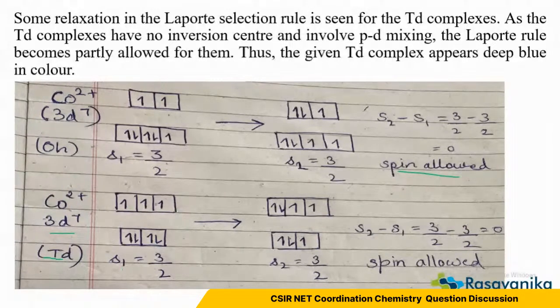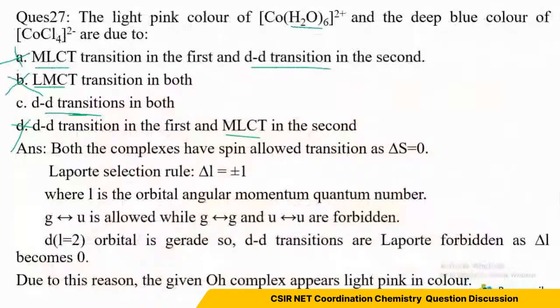Now also three unpaired electrons are there. So half plus half plus half, it will be 3 by 2. And on giving energy, one electron is transferred here. As it is transferred, now also the spin is 3 by 2. Half plus half plus half, right? So if we do S2 minus S1, it will be spin allowed. Delta S is 0 here. So in both the complexes, spin allowed transitions are there, for both this tetrahedral and this octahedral complex. Okay, why am I saying tetrahedral? Because Cl is a weak field ligand. Okay.